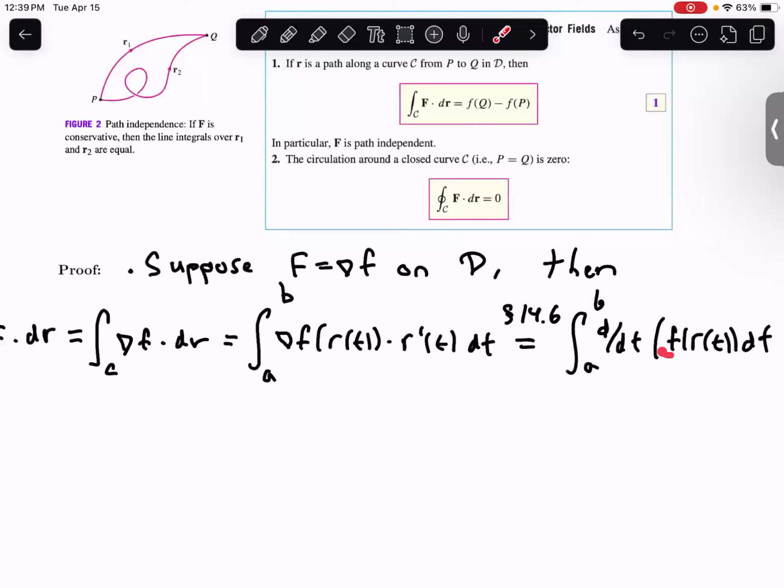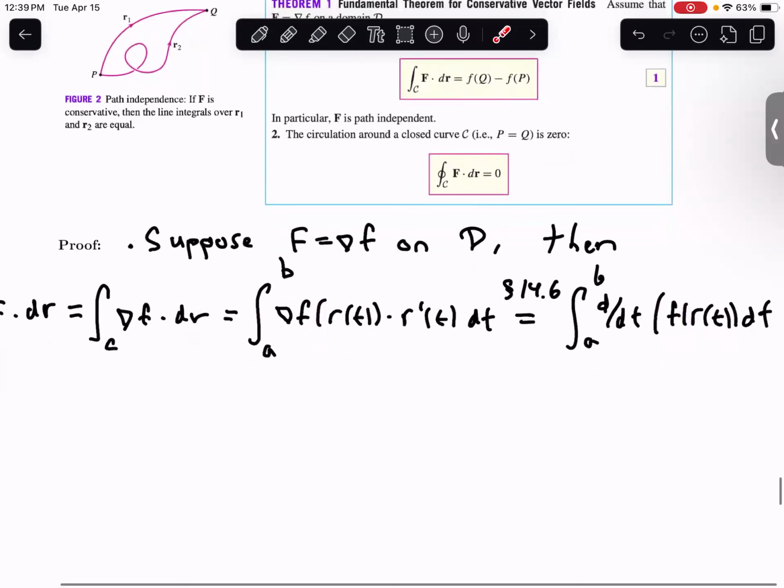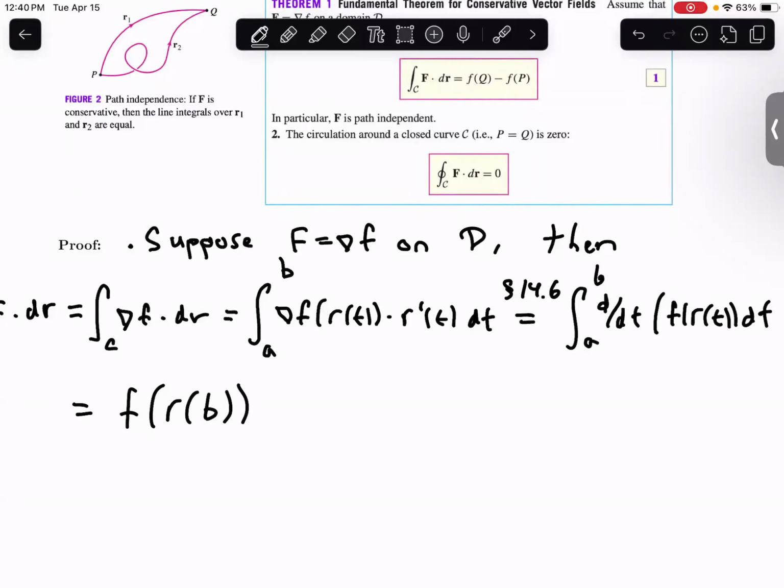The derivative of f composed with r of t ends up being the gradient of f evaluated at r of t, and then you multiply by the derivative of the inside. So this is a form of the chain rule that we've looked at in the past. At this point, we have an integral of a derivative, and we're just integrating over some interval, so we can use the fundamental theorem of calculus here. If you use it, this is going to be f of r of b minus f of r evaluated at a.